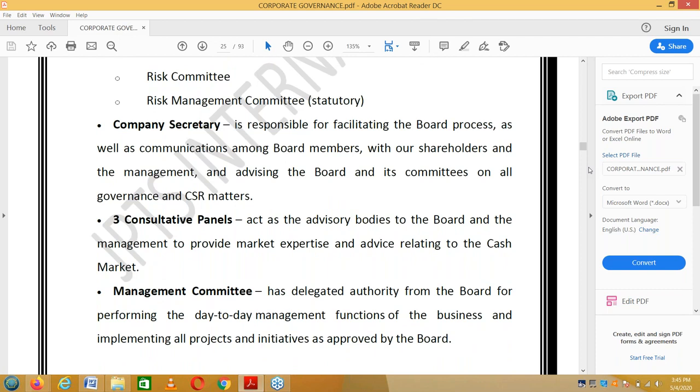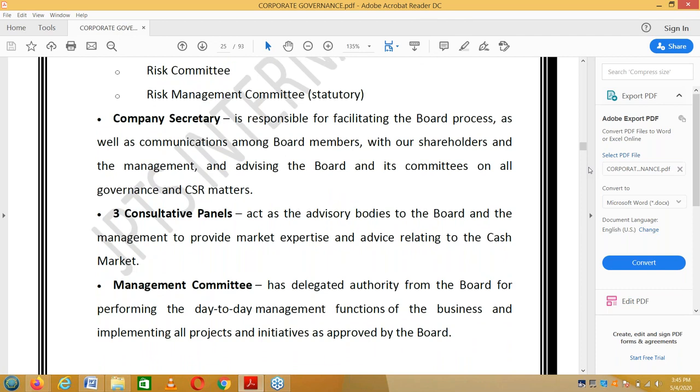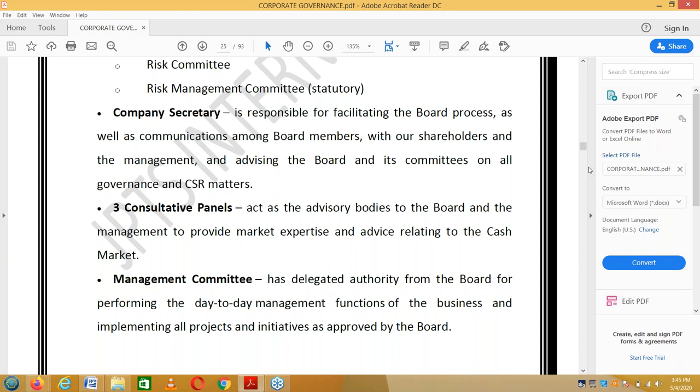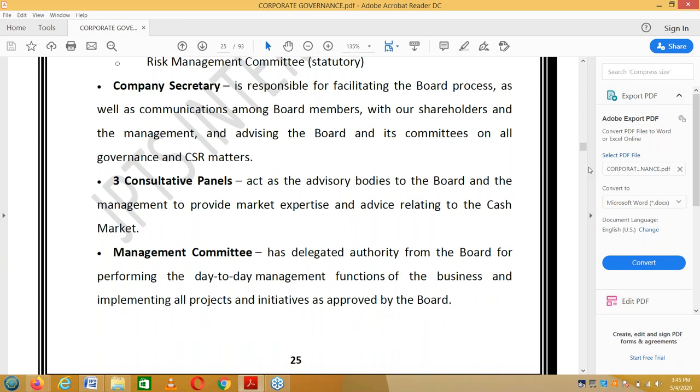We have the 3 consultative panels. They act as the advisory bodies to the board and the management to provide market expertise and advice relating to the cash market. These 3 consultative panels, they are there to advise the board on issues on the market and also any issue relating to cash market. Now, we have the management committee as delegated authority from the board for performing the day-to-day management functions of the business, and they are also there to implement all projects to initiate as approved by the board.